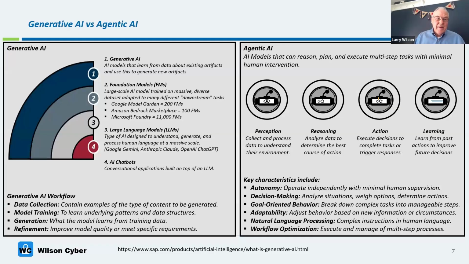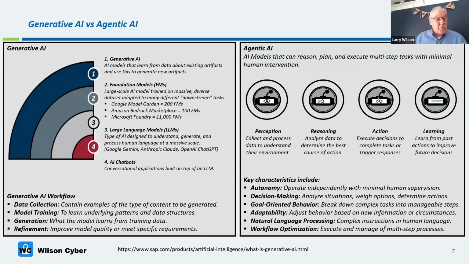So generative AI versus agentic AI. With generative AI, models that learn from data about existing artifacts use this to generate new artifacts, and they're based on foundation models, which are large-scale AI models that are trained on massive, diverse data sets that are adapted to many different downstream tasks. For example, Google Cloud, Google Model Garden has 200 foundation models. Amazon Bedrock Marketplace has 100 foundation models. Microsoft Foundry has 11,000 foundation models, which include Hugging Face and other repositories, GitHub, for example, where those models are stored.